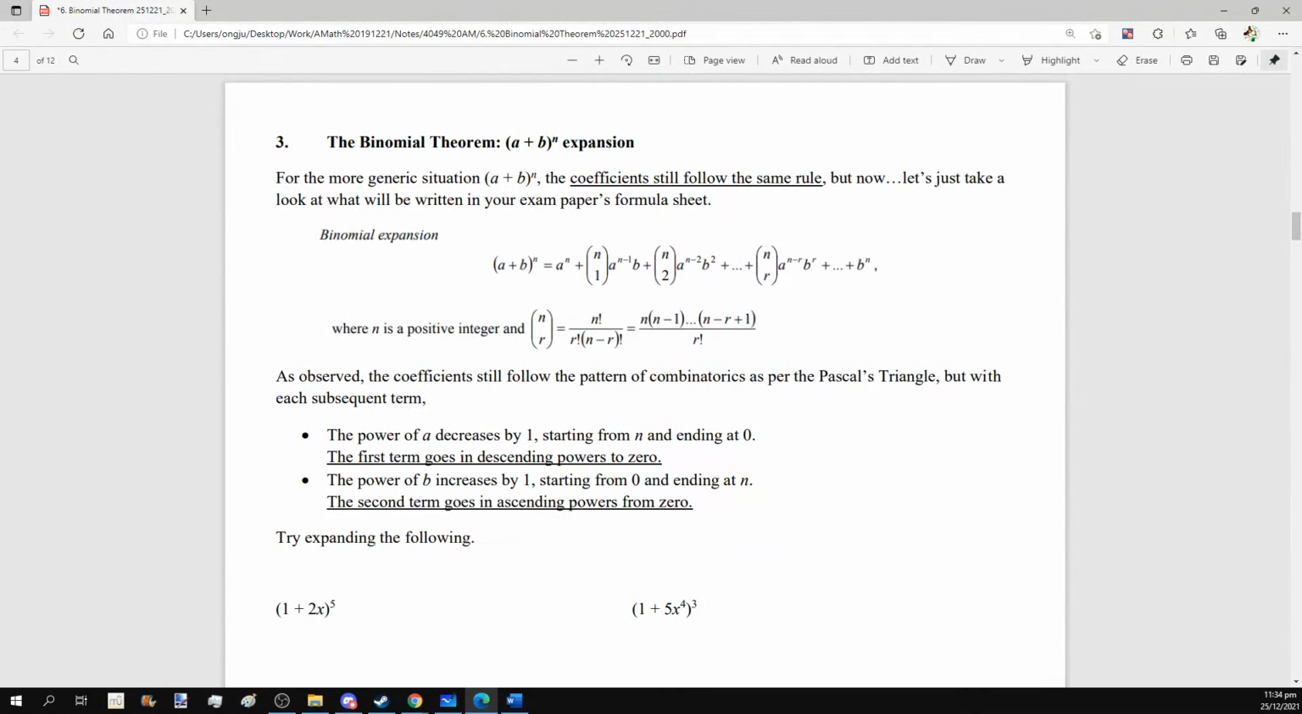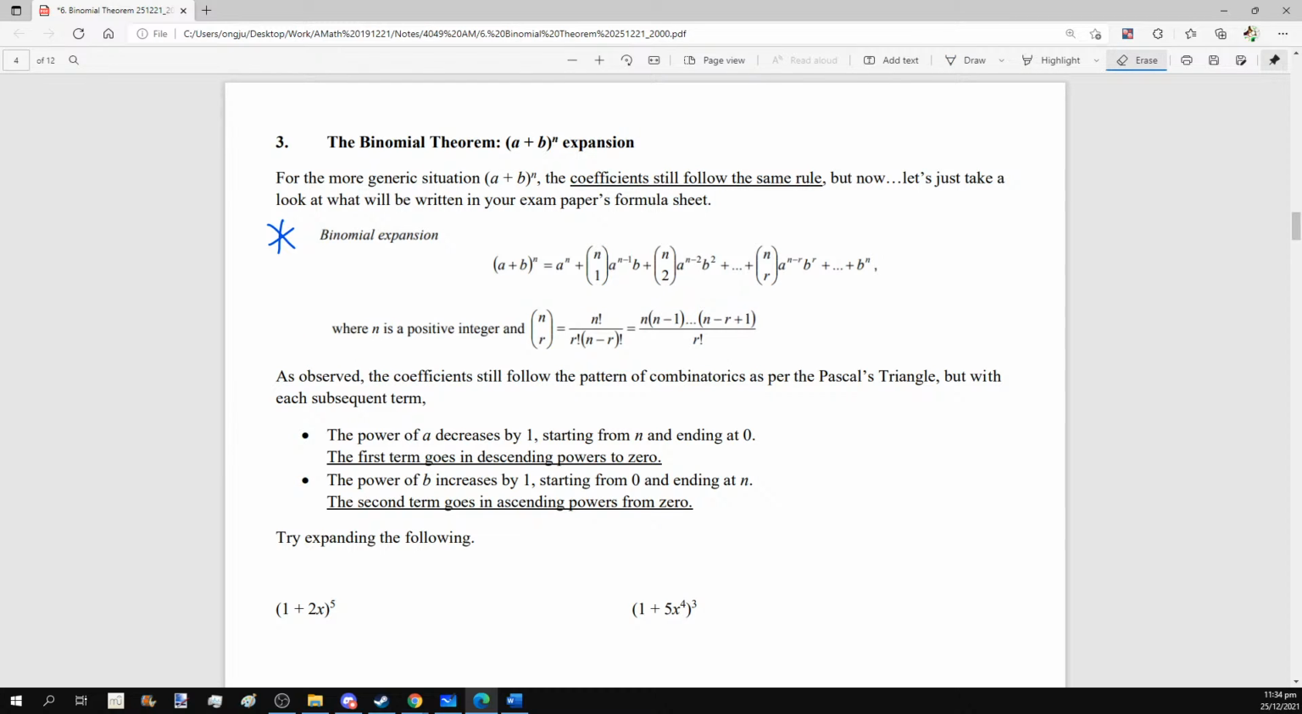Now, more generically, if you have any random objects like (a + b) to the power of n, then this will be the formula. Once again, observe that the coefficients will be n choose 0, n choose 1, n choose 2, and so on. And of course, n choose r, the formula, as we saw just now, will be given in the exam.